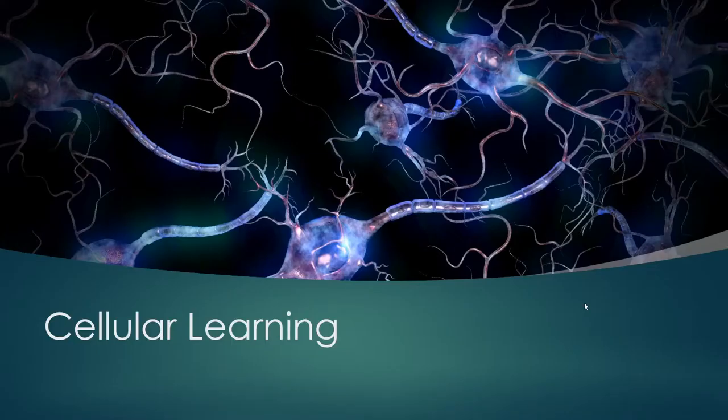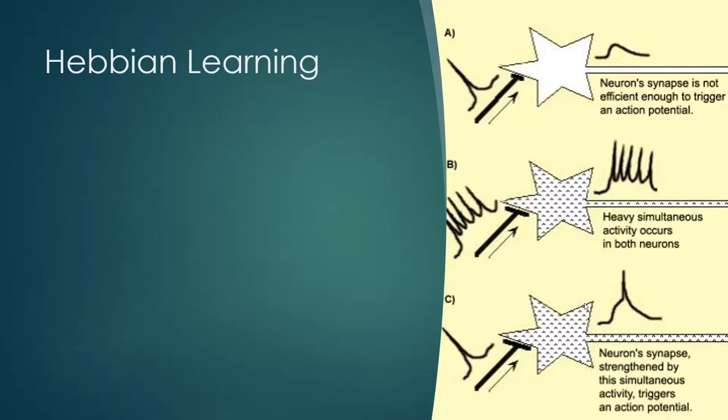So, cellular learning. It's kind of amazing that when you really zoom in as far as you can, it's just this vast, amazing world of living things that are sharing information with one another, and they're somehow able to tag important information so that it can be brought back online really easily in the future. That's what we're going to dive into now. So we have Hebbian learning.